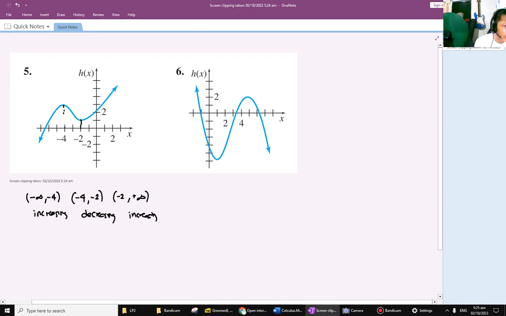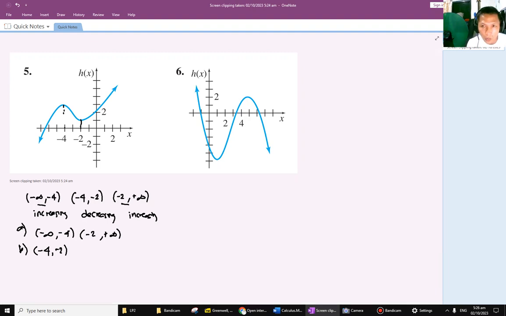So if the question for letter A is the part where it is increasing, our answers should be -infinity to -4, and then another open interval from -2 to positive infinity. So these are both increasing. And then for letter B, the decreasing part is from -4 up to -2. So that would be our answers for letter B. The same questions that were asked a while ago in the first video that I made.